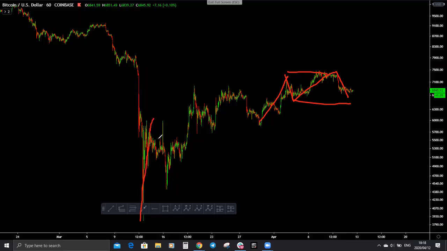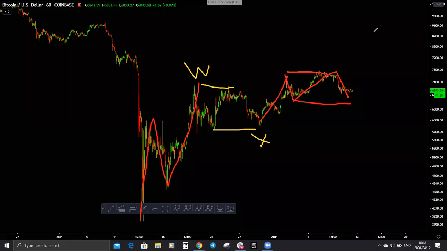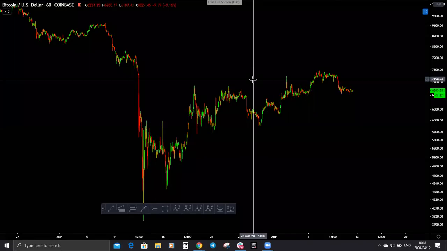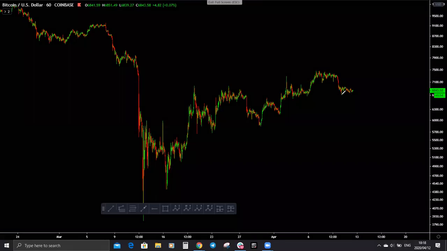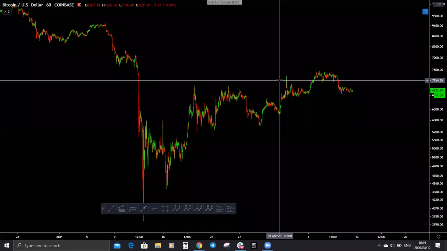That structure is exactly the same in degree as this one. So we'll be looking at this one as a pullback. So you've got this W, you've got this X, now you're looking for this Y. You're looking for this to complete this structure. So what I'm saying here is that this one can complete here to make a regular flat before we make a bounce here, right? So if you see this one coming down here, it may not necessarily be going all the way. It may just be coming down to retest this low here and then bounce. So watch that. Right, so that is Bitcoin.